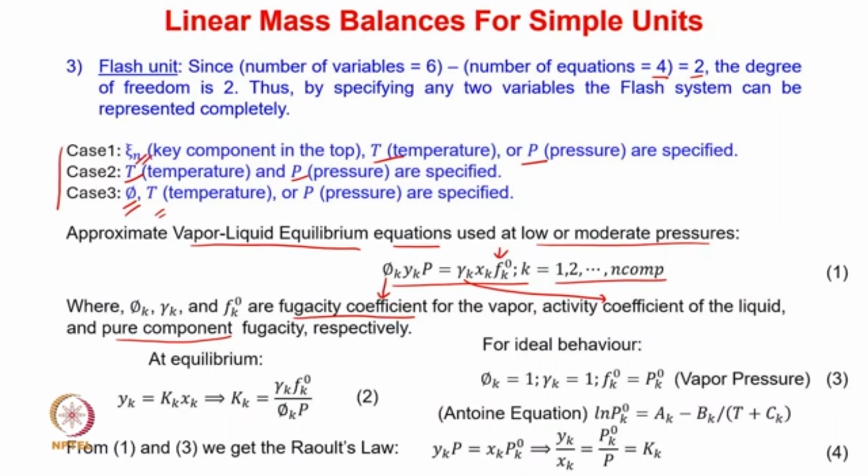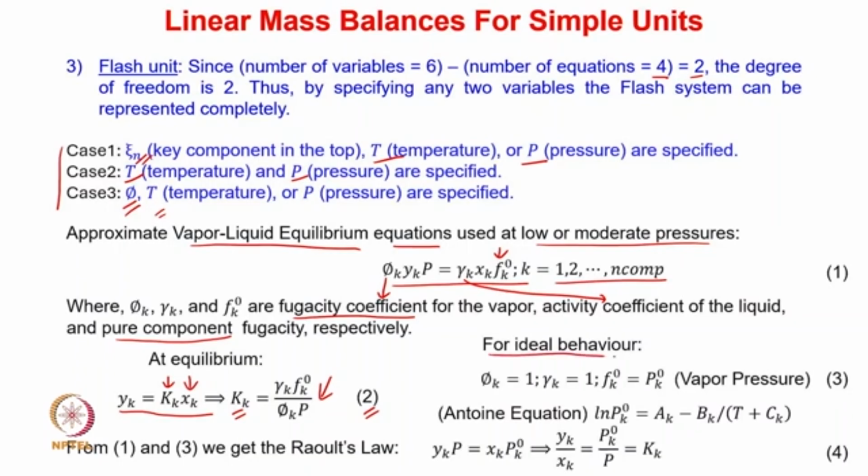Now at equilibrium the equation which is valid at equilibrium is this Henry's law equation, which is nothing but yk is given as kk xk. So we can find out kk is nothing but the equilibrium constant, which can be given as yk divided by xk, and yk divided by xk we can find out from this equation number 1. So that yk divided by xk is nothing but what, gamma k fk naught divided by phi k by p. So that is what is written here. So you can see that the equation 2 is derived from equation 1 and this equation.